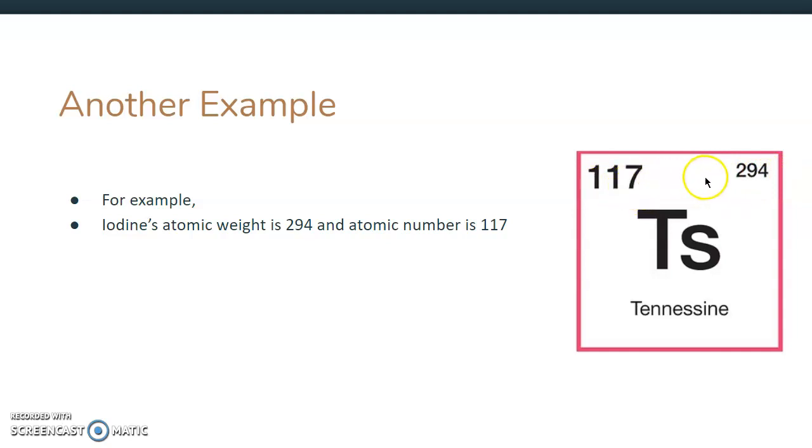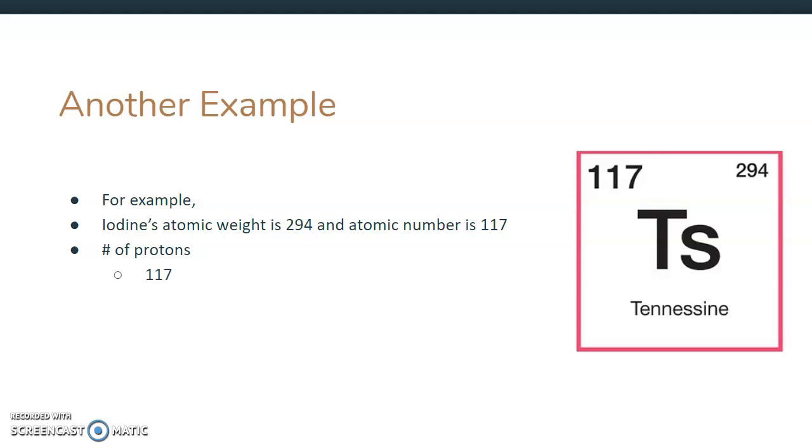What if you can't tell the difference between the two? Well, our atomic weight is always going to be the bigger number because the atomic number also tells us the amount of protons involved. So we have to have a larger weight than we do protons because we have a lot of neutrons as well. So it's always the larger of the two numbers.